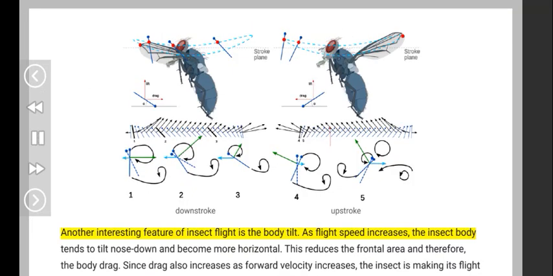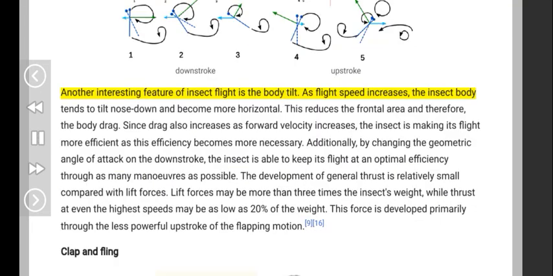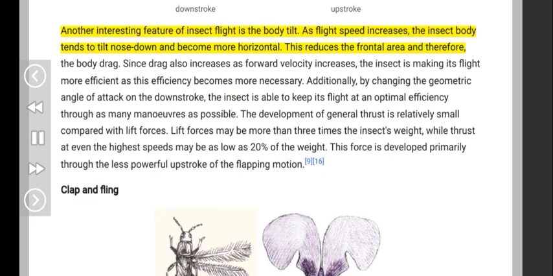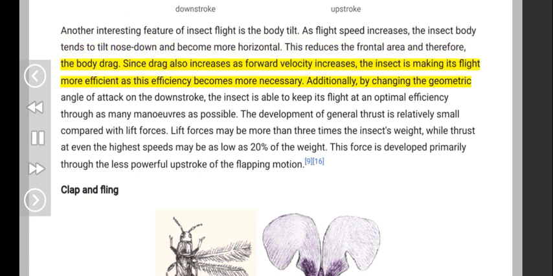Another interesting feature of insect flight is the body tilt. As flight speed increases, the insect body tends to tilt nose down and become more horizontal. This reduces the frontal area and therefore, the body drag. Since drag also increases as forward velocity increases, the insect is making its flight more efficient as this efficiency becomes more necessary. Additionally, by changing the geometric angle of attack on the downstroke, the insect is able to keep its flight at an optimal efficiency through as many maneuvers as possible.